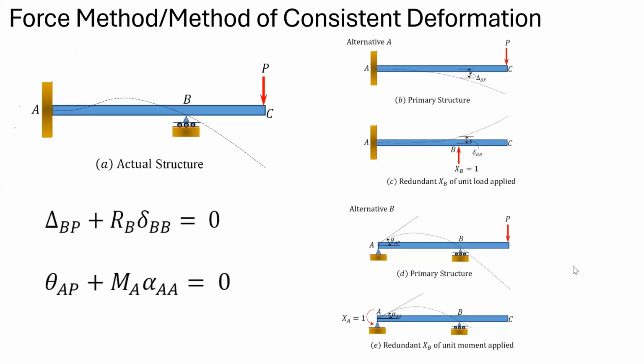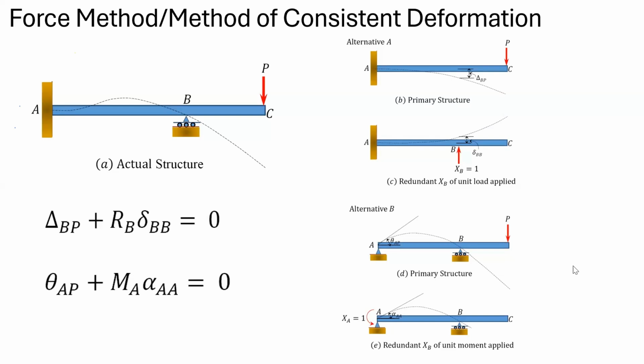Correct? So how to solve this? Because we need one equation now. We are lagging one equation to solve this structure. How to get that one equation? We need to generate one equation. See, first of all, we need to concentrate on the redundant. We discussed that the redundant may be a member or the support reaction. We cannot cut the member, so we consider the redundant as the support reaction at B.